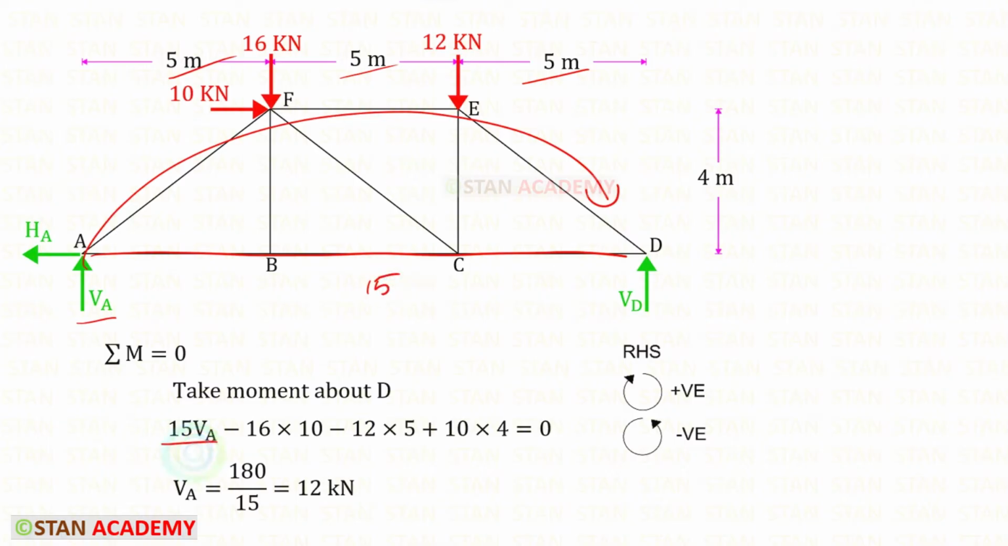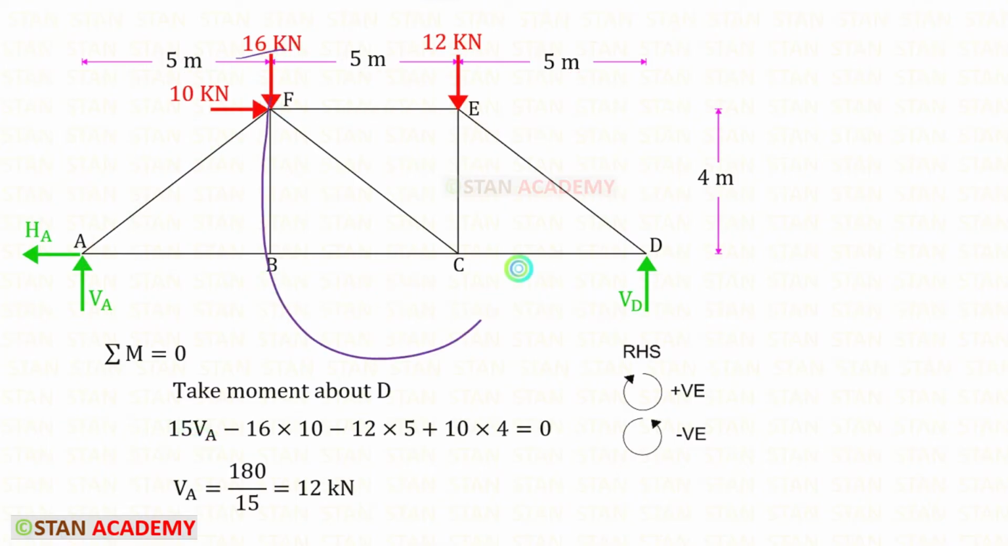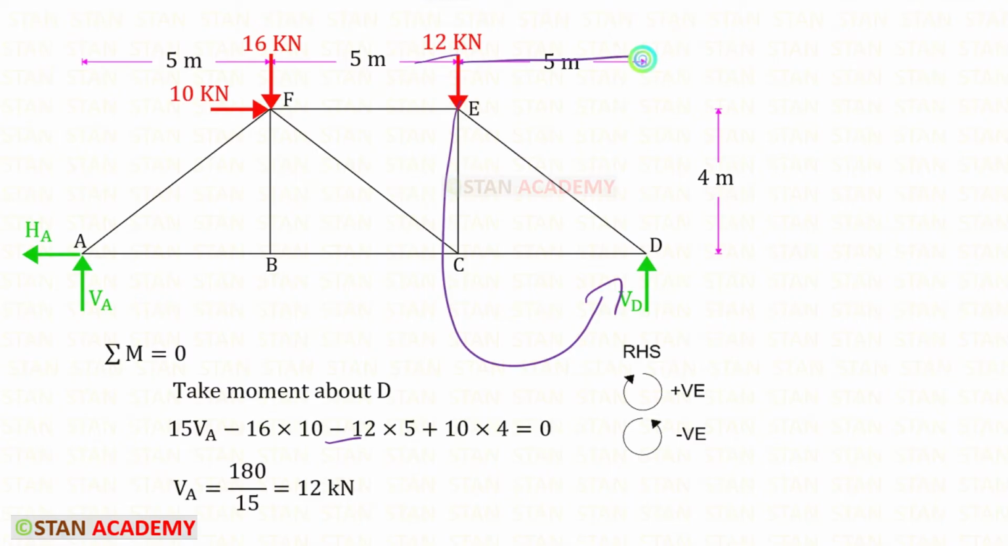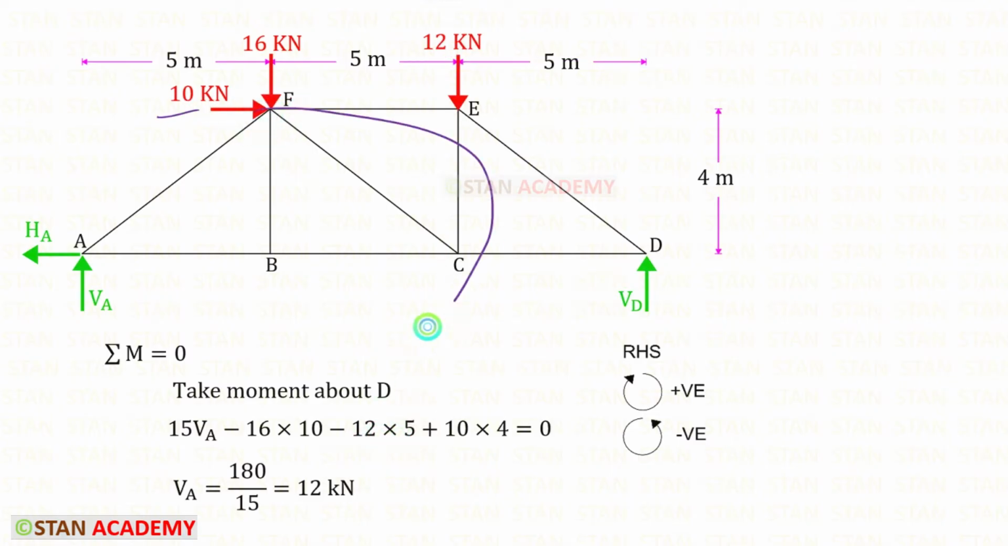15 VA. This load is acting in the anti-clockwise direction, so it will be negative and the distance is 10. This load is also acting in the anti-clockwise direction, so it is also negative and the distance is 5. This horizontal load is acting in the clockwise direction, so it will be positive and the distance is 4. For VA, we will get 12 kilonewton.